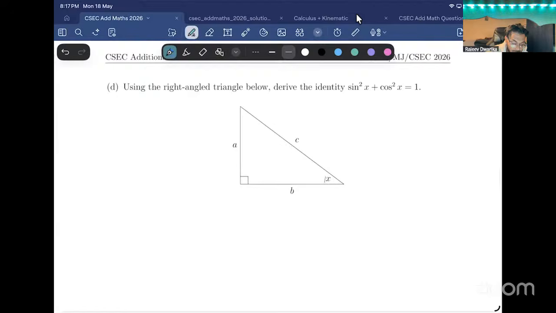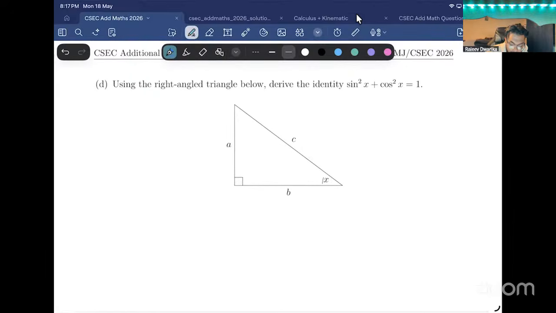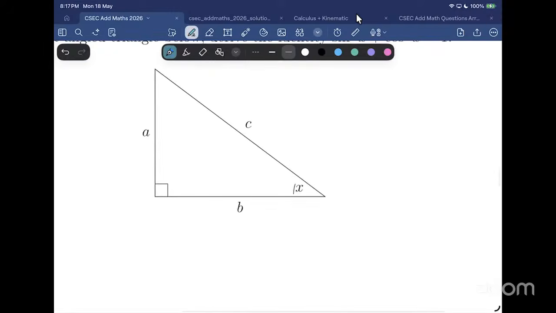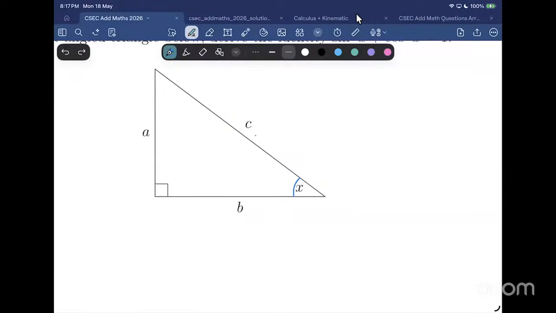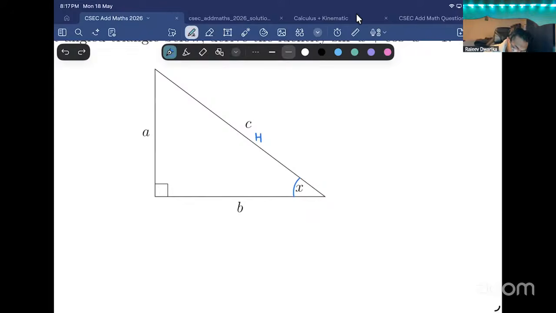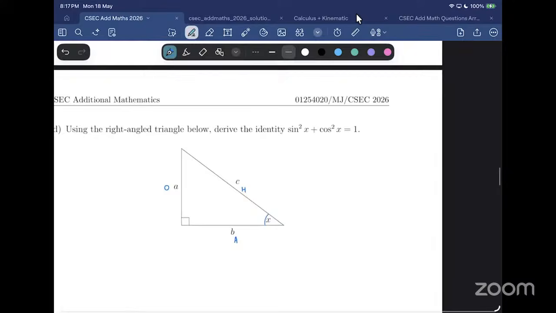Okay. For sure. Using the right angle triangle below, derive the identity sin squared x plus cos squared x is equal to 1. Oh no. And they're telling us the angle here is x. So if this is the angle x, then that would make this side the hypotenuse, this side the adjacent, and this side the opposite.